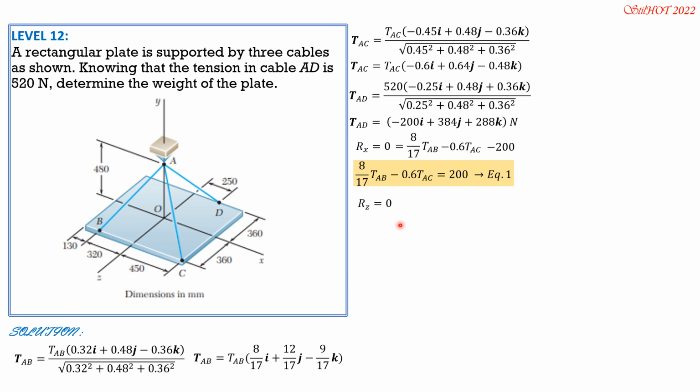So we have negative 9 over 17 tension AB, then negative 0.48 tension AC, plus 288, and that's it, because the weight has no Z component. So simplifying, 9 over 17 tension AB plus 0.48 tension AC equals 288.